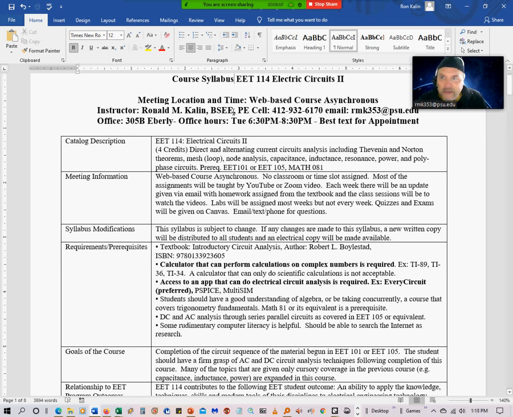So here's my information right here. Here's my cell phone number and my email address, and my office hours. You can just text me for an appointment.